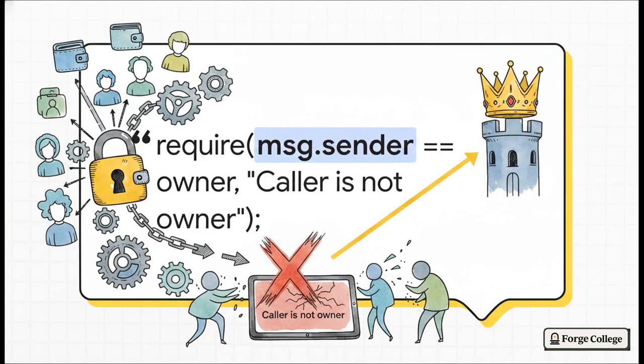Let's look at the absolute classic example. Inside an onlyOwner modifier, we use require to check if msg.sender, which is the address actually trying to call the function, matches our contract's stored owner address. If they don't match, the transaction is immediately booted out with the custom message, "caller is not owner."